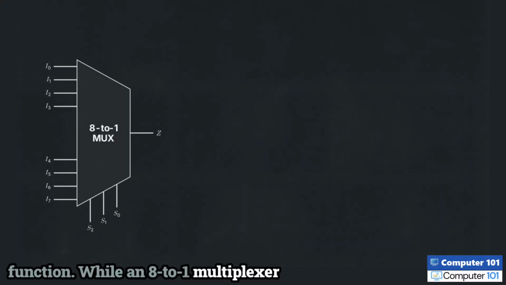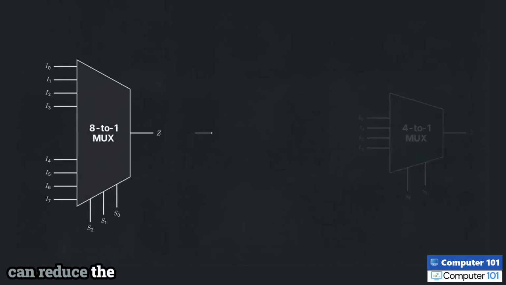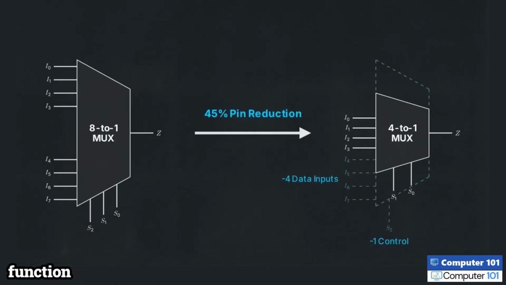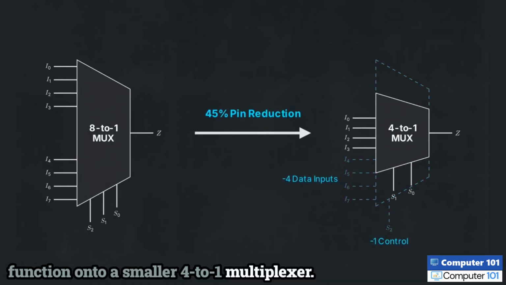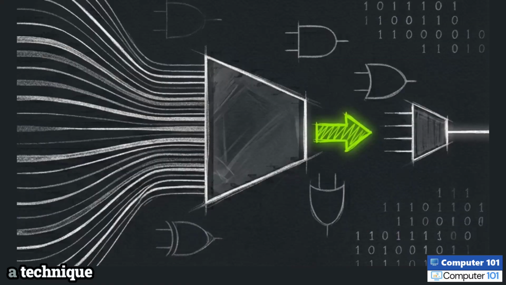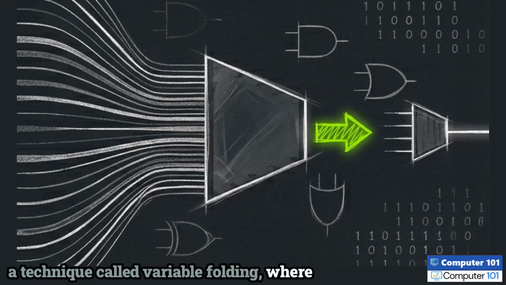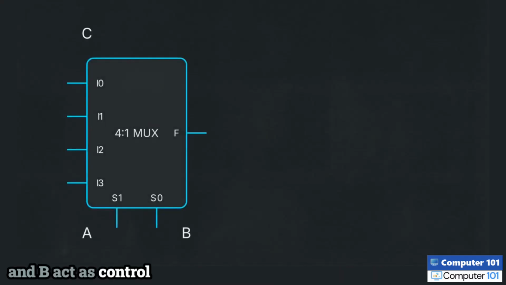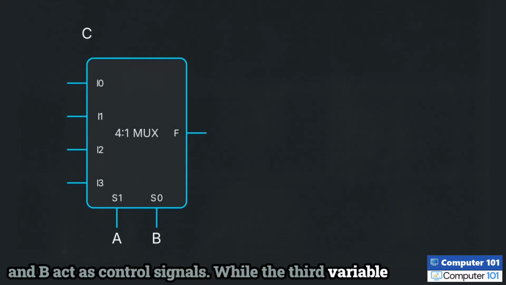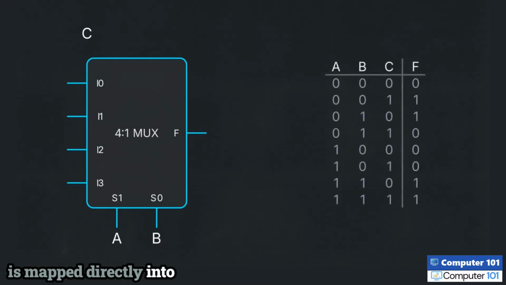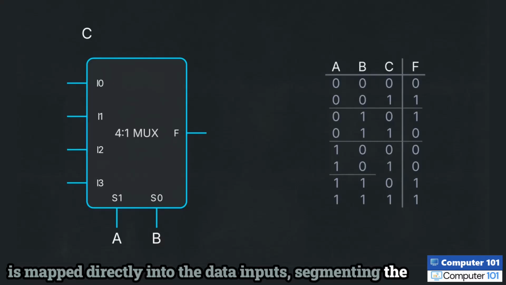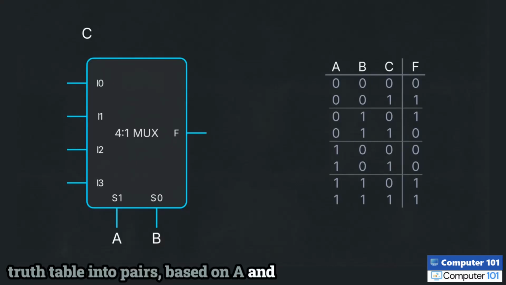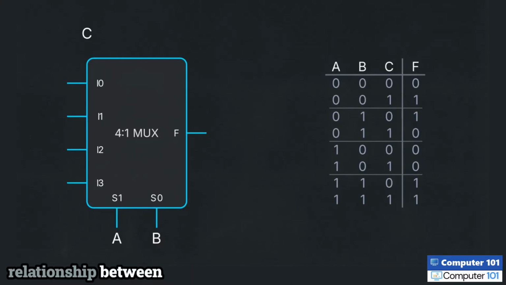While an 8-to-1 multiplexer is effective, we can reduce the hardware footprint by fitting that same function onto a smaller 4-to-1 multiplexer. This requires a technique called variable folding, where we use only n-1 variables for the control inputs. For our function, A and B act as control signals, while the third variable, C, is mapped directly into the data inputs.